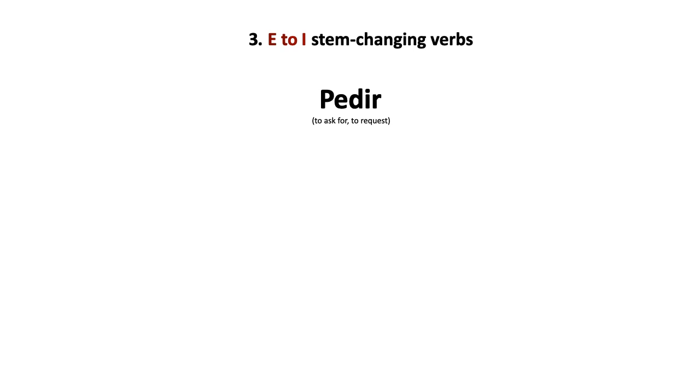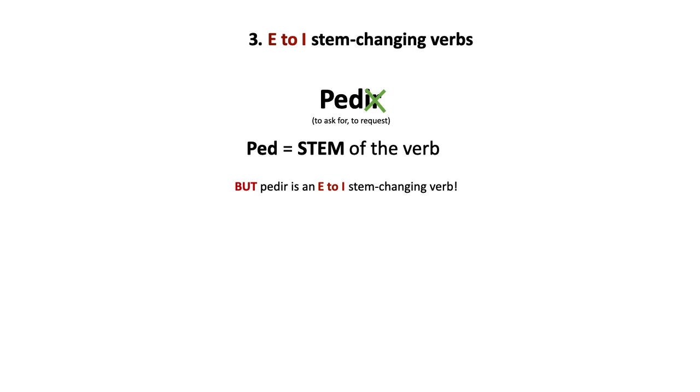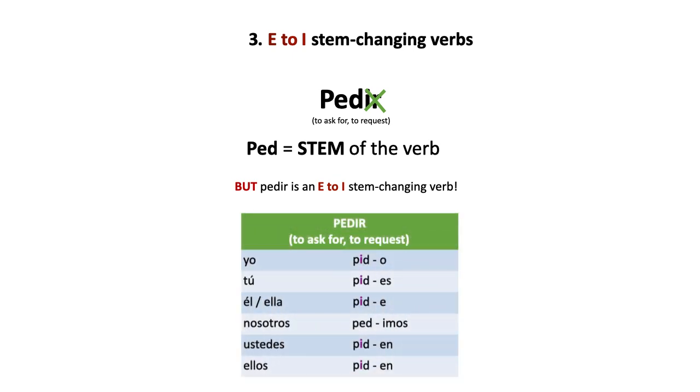So how does this work? You already know. Again, we just follow the same procedure as always. We take the infinitive, we get rid of those last two letters. That way we obtain the stem of the verb. The stem of pedir is ped. And now we remember that this is an E to I stem changing verb. So what do I do? Well, I take the verb, I add the ir endings, right? And I make these changes.